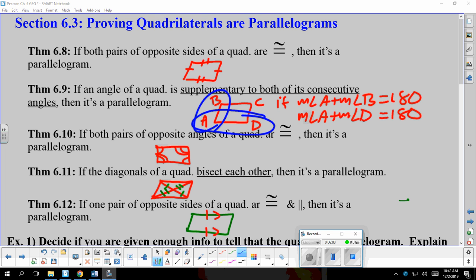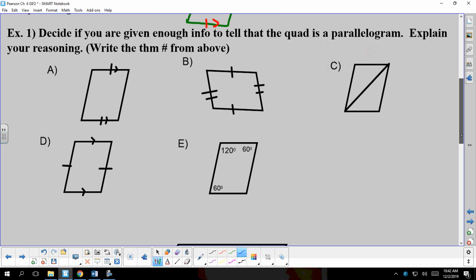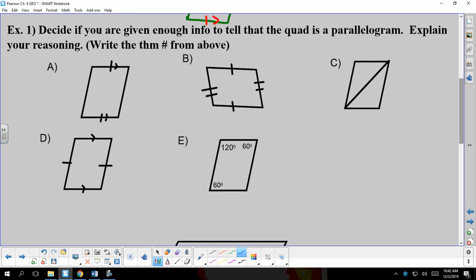Here we go. Recording. So, this first one, is there enough? Yes. What reason? 6.12, right? We have a pair of opposite sides that are congruent and parallel. What about this one? What's the reason on this one? 6.8. Both pairs of opposite sides are congruent.